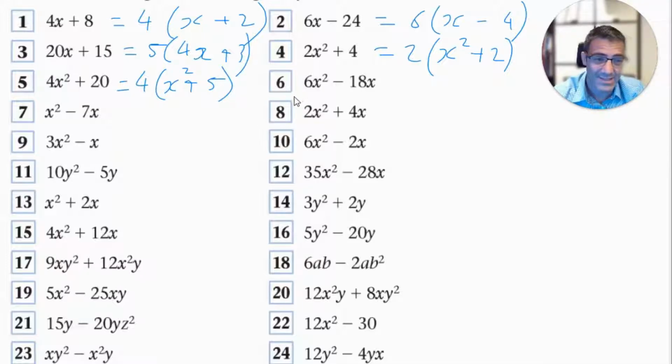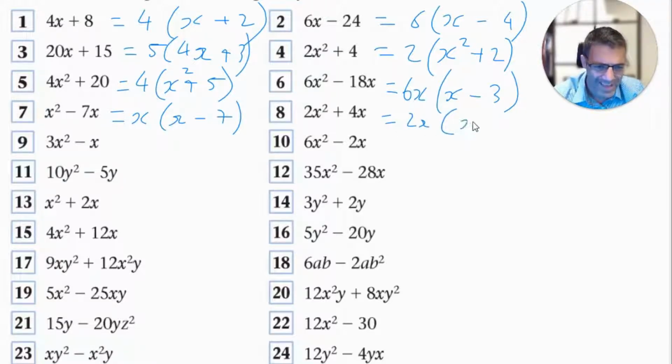Now this one's a bit dicey and tricky because 6 is a factor, but x is also a factor. So you can take out 6x for this one. This is what you should do. So 6x, open bracket. Now you're left with x minus 3. And you double check: 6x times negative 3 is negative 18. Okay, so this one, x squared minus 7x is x factor of x minus 7. Here I can see that 2x is a common factor, so I'm going to say 2x factor of x plus 2. Seems good to me.